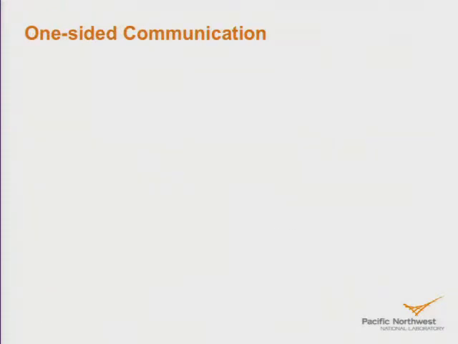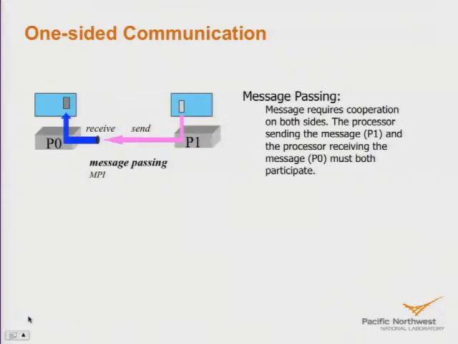So global arrays is built on the idea of one-sided communication. To differentiate that from something like MPI, which is based on message passing: message passing is the idea that you have one process that wants to send data and another process that wants to receive data. So in the program, you have to actually post a send and post a receive in order for this transfer of data to happen.